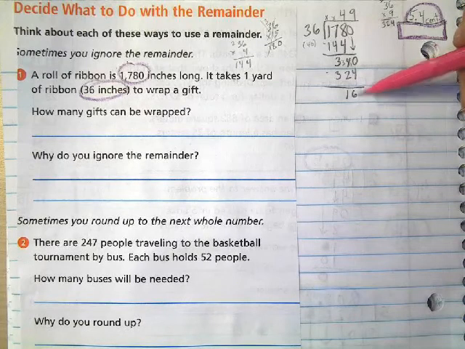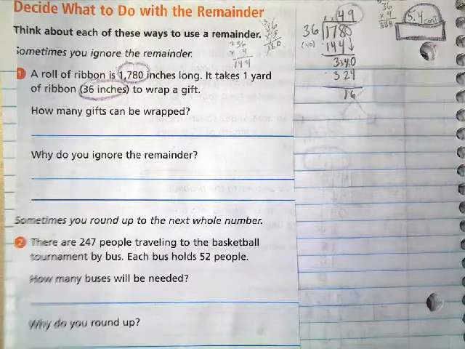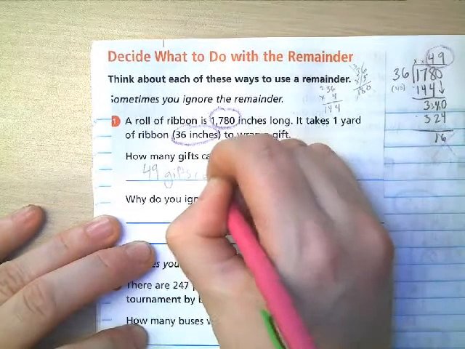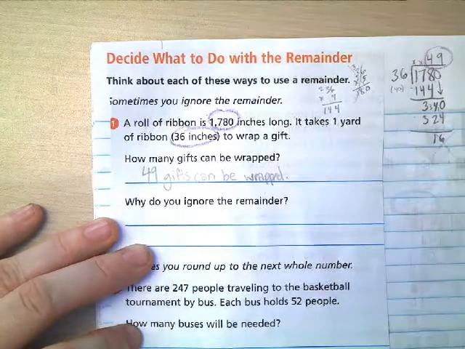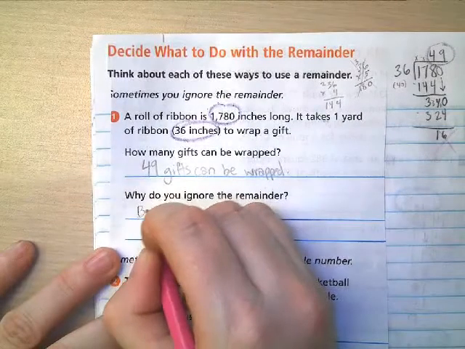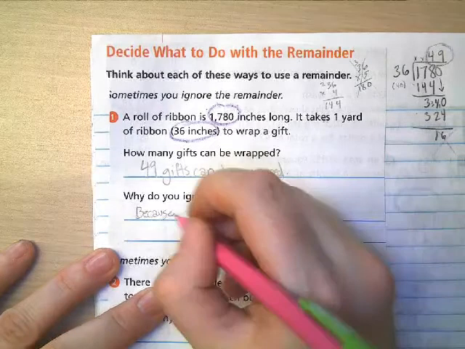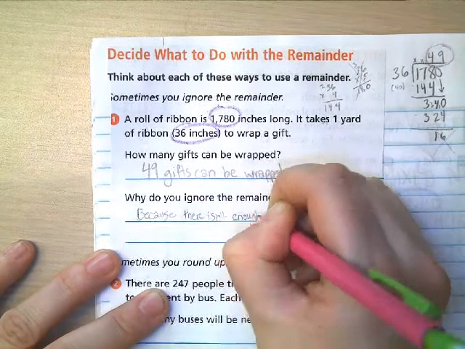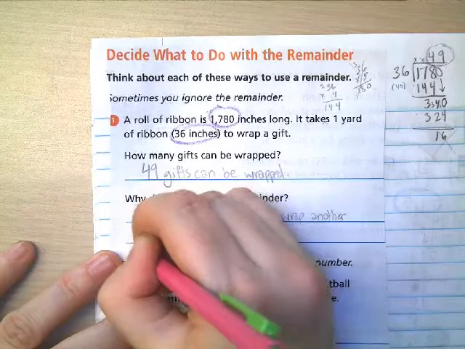Okay. 16's left over. I'm not looking for a decimal here. It's how many gifts can be wrapped. You could wrap 49 gifts, and then you're going to have some leftover ribbon. So in this case, we're ignoring that remainder because I want to know how many gifts can be wrapped. So 49 gifts can be wrapped. And then the question is, why do you ignore the remainder? Because there isn't enough to wrap another gift.